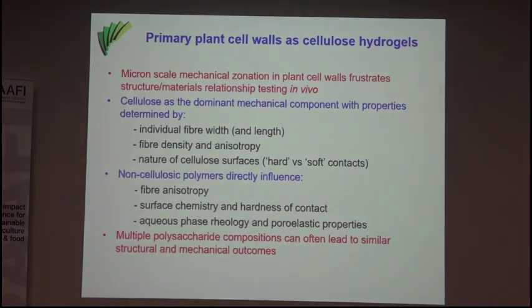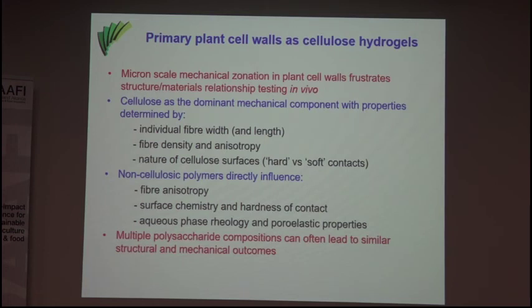So that's it, a bit of a summary now. The first point was that we really need to think of the plant as having zones of the order of microns in terms of cell wall structures, and that makes it really difficult to understand how a whole tissue will behave because of that local diversity in structure that's present.